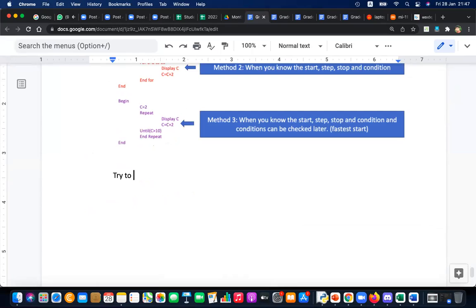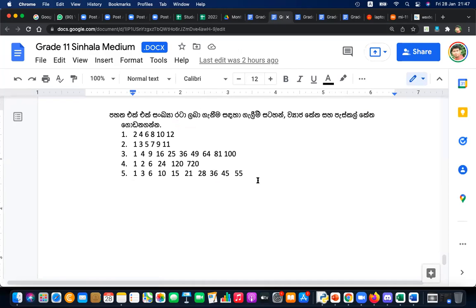Try to print the following patterns. Also, draw the flow charts and pseudocodes. Also draw the flow charts and pseudocodes, patterns, right? Patterns. So what are the patterns? Let's copy and paste. These are the patterns that you're going to do.